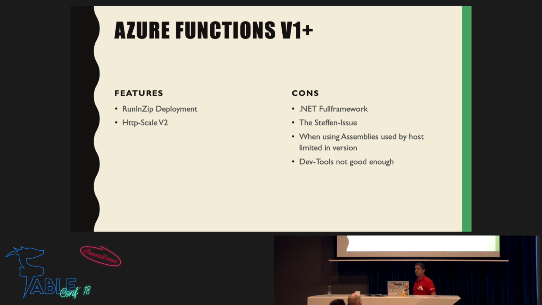Which works pretty good, especially when it comes to scaling, because then you just have to copy that zip file instead of copying a lot of small files like some NuGet packages or npm packages, and so forth. And another thing that we got was the HTTP scaling v2. I don't know if you are aware of how scaling works in Azure Functions, especially on the consumption plan.